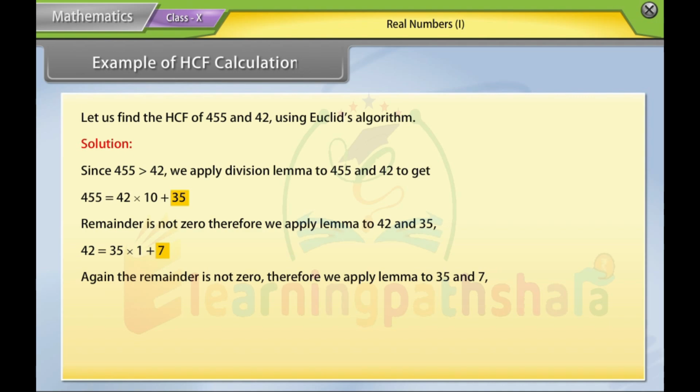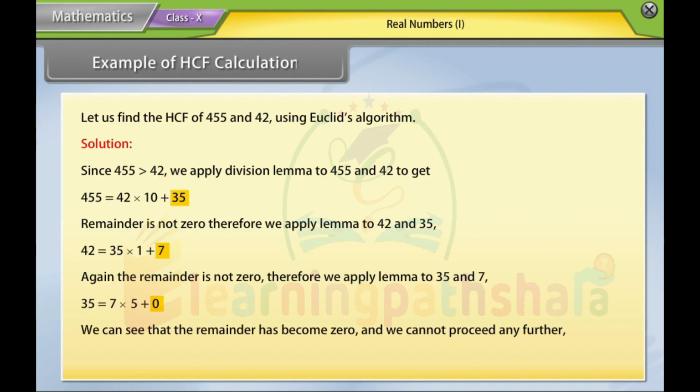Again, the remainder is not 0, therefore we apply lemma to 35 and 7. 35 is equal to 7 into 5 plus 0. We can see that the remainder has become 0 and we cannot proceed any further. Therefore, the HCF of 455 and 42 is the divisor at this stage, that is 7.